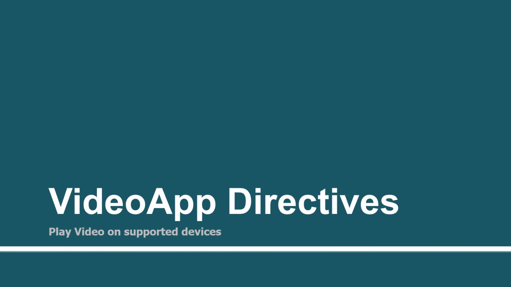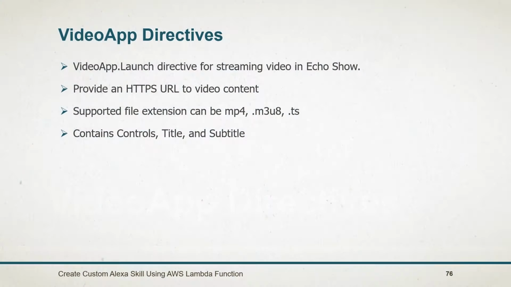In this session, we will see how to use video app directives in our Alexa skill. The VideoApp.Launch directive is used to stream native video files in Echo Show or Spot devices. Like the audio player, in video app we need to specify the URL of the video file.